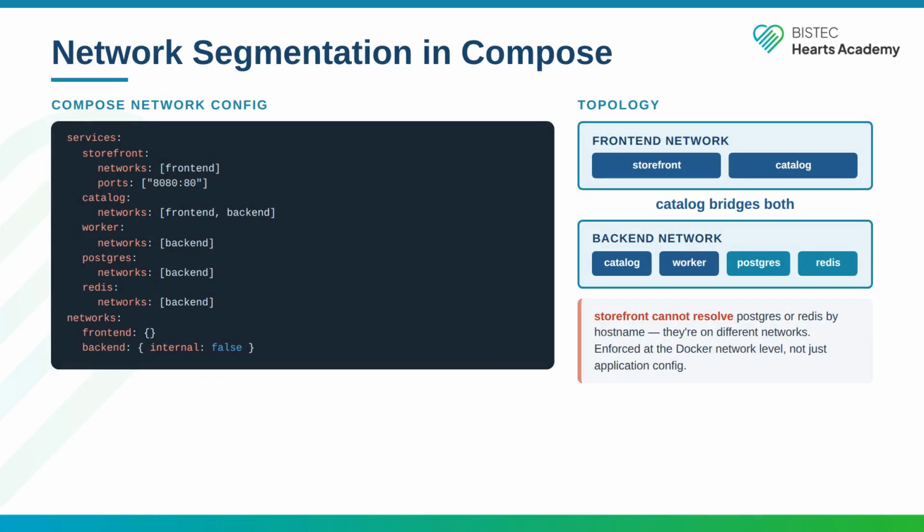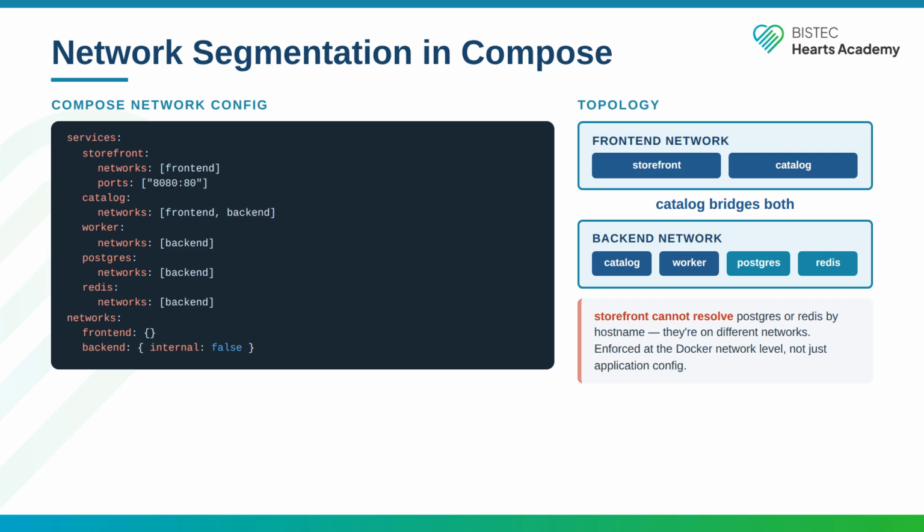Compose networks are an easy, cheap way to enforce service isolation. By default, every service in a Compose file can reach every other service. That's fine for development but wrong for a security-conscious environment. The BISTEC Mart stack has two networks, frontend and backend. Storefront is attached only to frontend. It can accept traffic from outside, but it cannot make direct connections to the database or Redis.